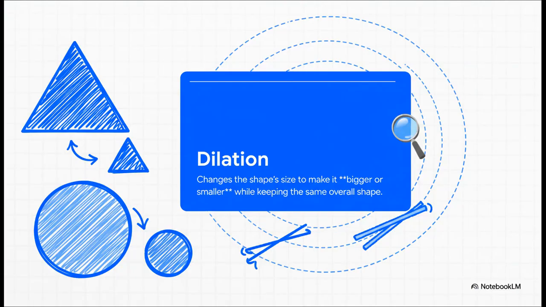So, in a nutshell, dilation is a transformation that either makes a figure bigger, an enlargement, or smaller, a reduction. If the scale factor is more than 1, it gets bigger. If it's less than 1, like when you pinch to zoom out on a map on your phone, it gets smaller. But the crucial part is the proportions, the overall shape, stay exactly the same.